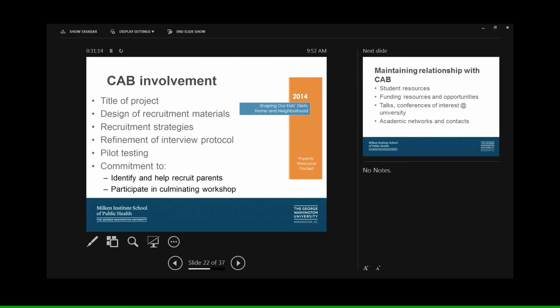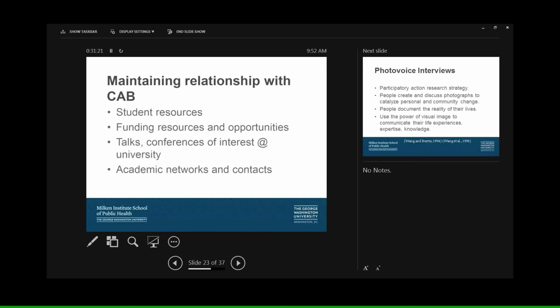And they also committed to help recruit parents and participate in the culminating workshop. And throughout this kind of 5-month period, I worked very hard at maintaining those relationships. It was time-consuming. I tried to connect them with students and with student organizations, try to identify what needs they would have because they also wanted funding. They wanted to jump right away at opportunities and wanted to see action right away.